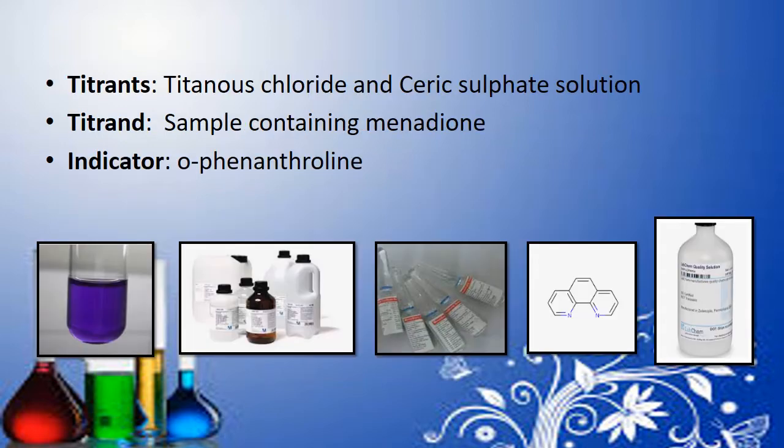The titrants for the menadione determination are the titanious chloride and the ceric sulfate solution. The titrand is the sample that contains the menadione, and the indicator used is the O-phenanthroline. The diagrams of the indicators and the titrant and the titrands are all shown in the pictures, and here you can also see the structure of the indicator.